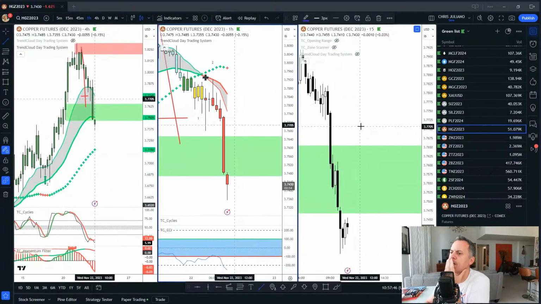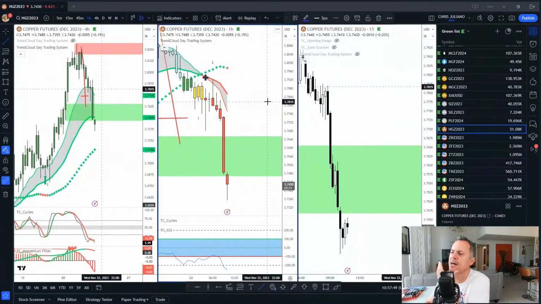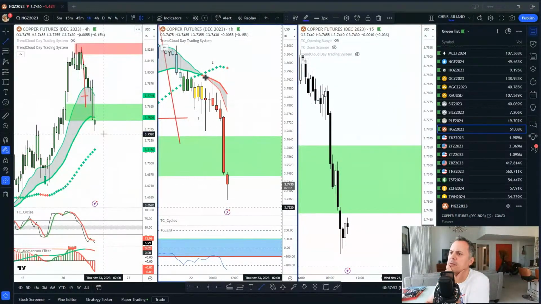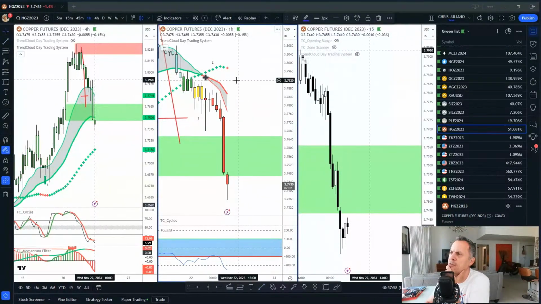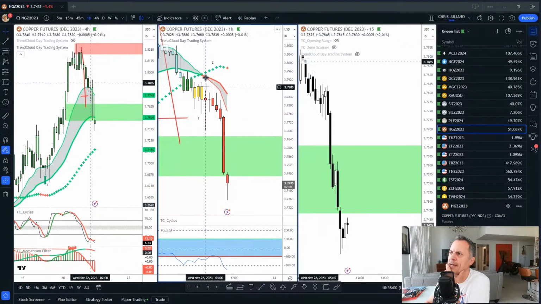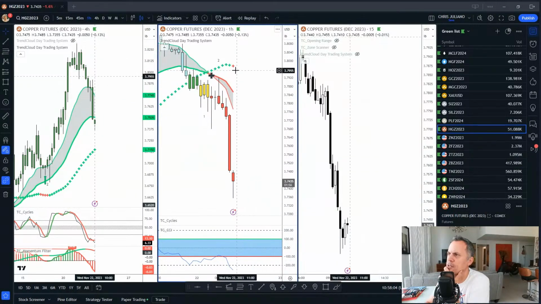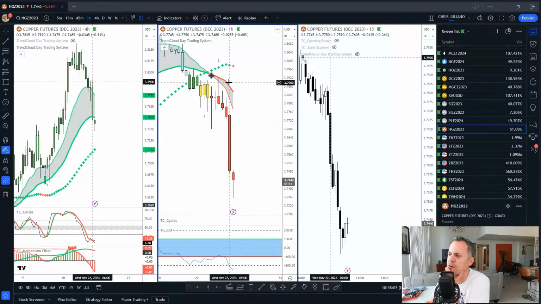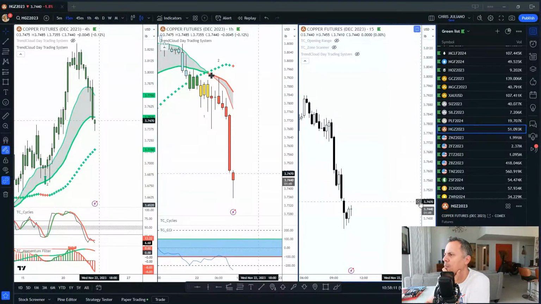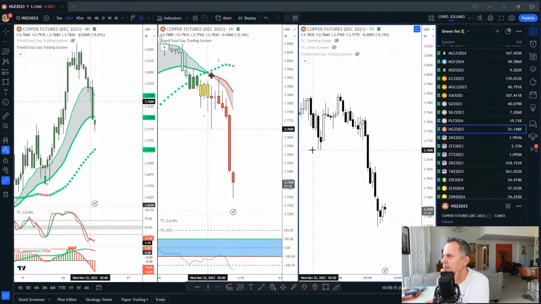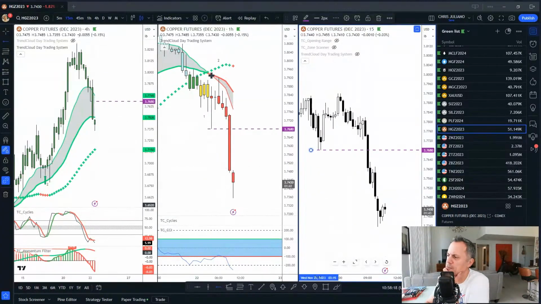What's going on with copper? Copper has broken some structure here to the downside. All right. Now we're starting to get that shift, right? Look at how we got the crossover on that middle time frame. So TrendCloud has crossed over to the downside on the middle time frame. Momentum is all down here, right? So we could now start to look for supply zones.